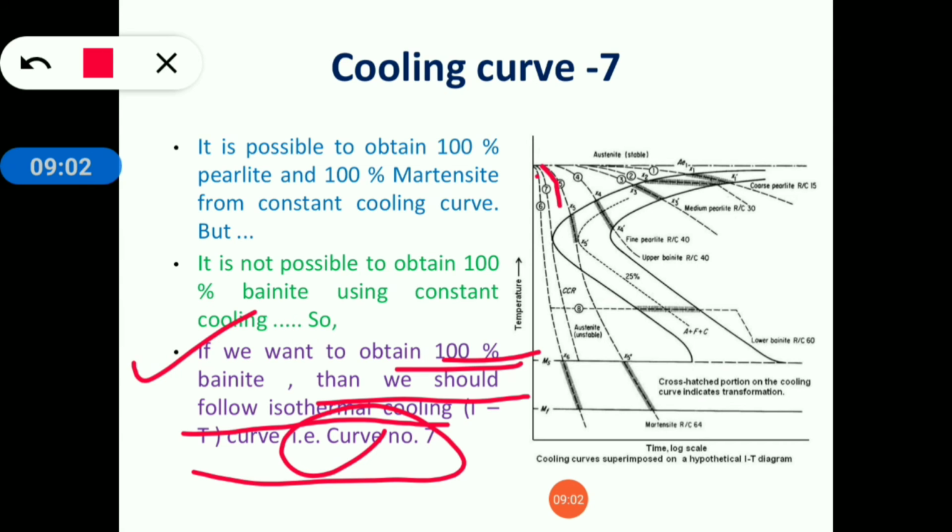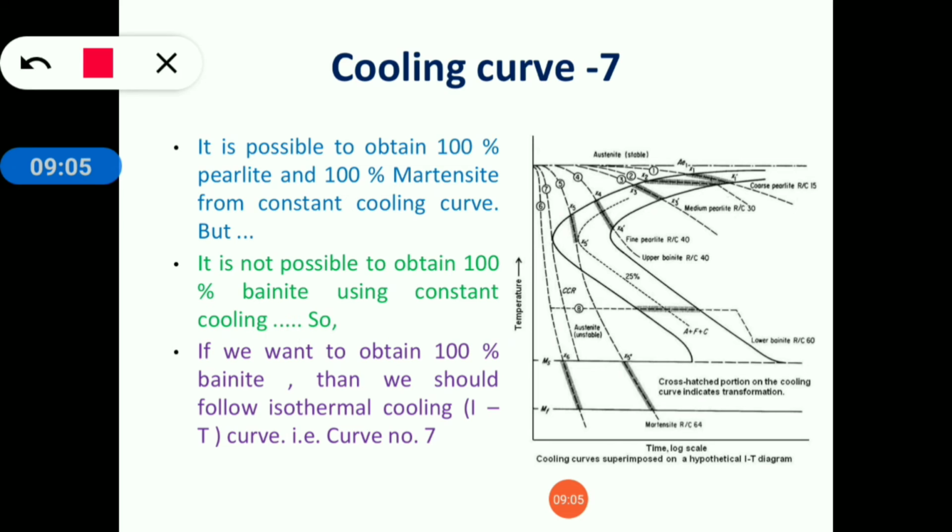Because here it will cool down up to a certain temperature at which bainite will form. At that temperature we hold this specimen or substance at a constant temperature where the transformation will occur. So here bainite will be produced, then it will cool down to room temperature. So here bainite will be obtained, and this transformation is called austempering. So in the austempering transformation we will get bainite.